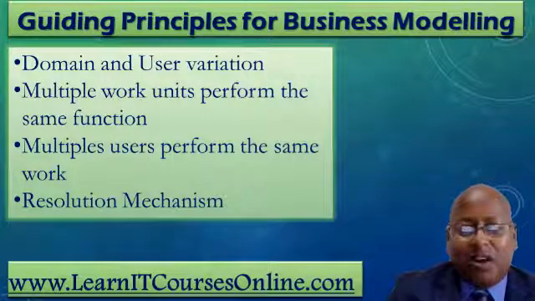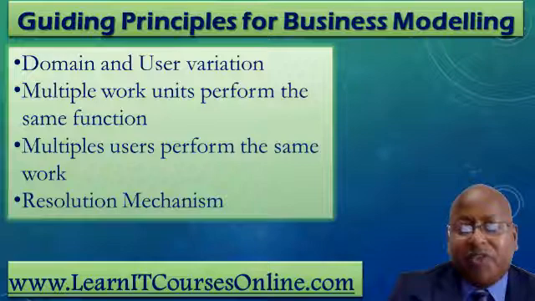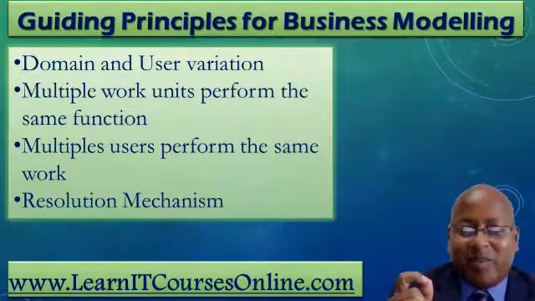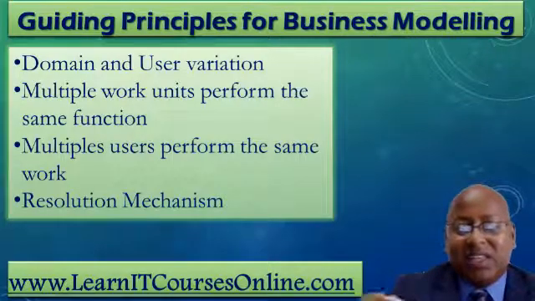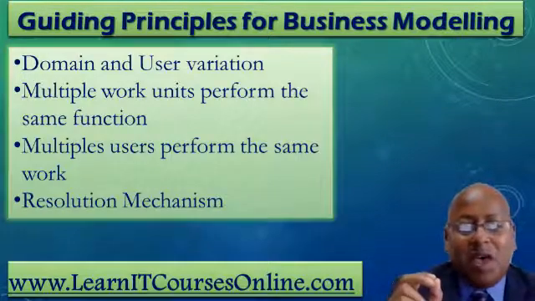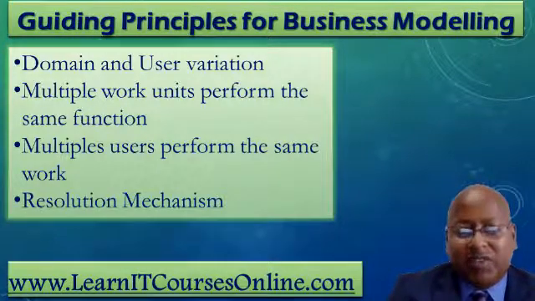So the top four are, number one, domain and user variation, which means developing a business model will frequently reveal areas of disagreement or confusion between stakeholders. The business analyst will need to document the following variations in the as-is model. Number two, multiple work units perform the same function. So document the variances in the as-is model. This may be different divisions or geographies.